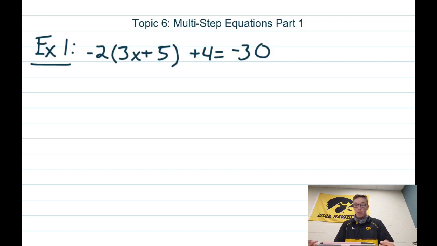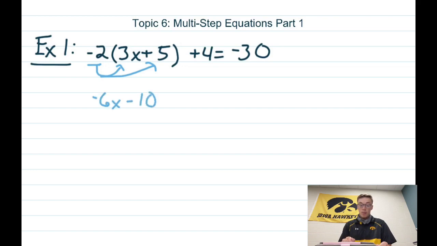So the first thing we're going to want to do here is distribute the negative 2 through the parentheses. So we're going to do negative 2 times 3x and negative 2 times positive 5. Negative 2 times 3x is a negative 6x. Negative 2 times a positive 5 is a negative 10. Now, we do not want to multiply it times that plus 4, as that plus 4 is outside the parentheses. So that's just going to come straight down. So I'm going to still have a plus 4 here, and this is going to be equal to a negative 30 still.